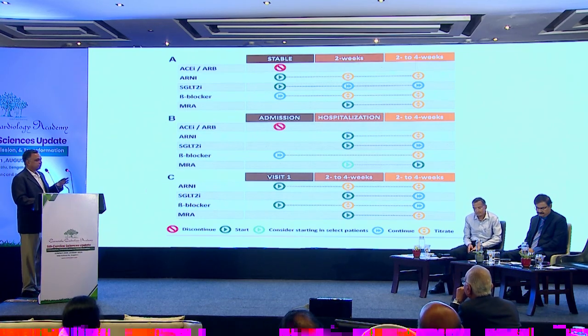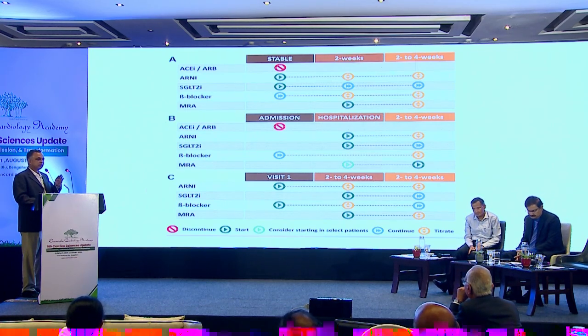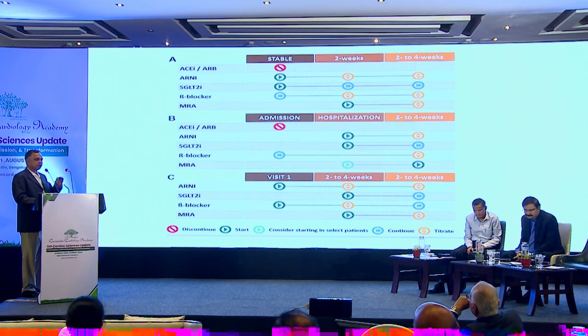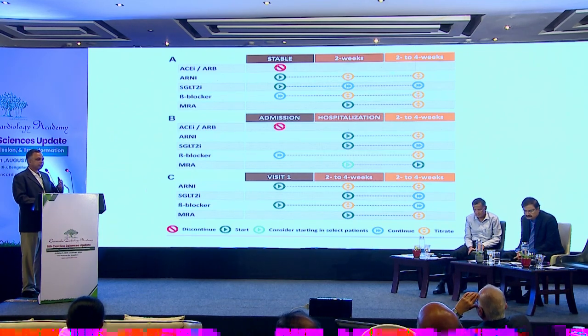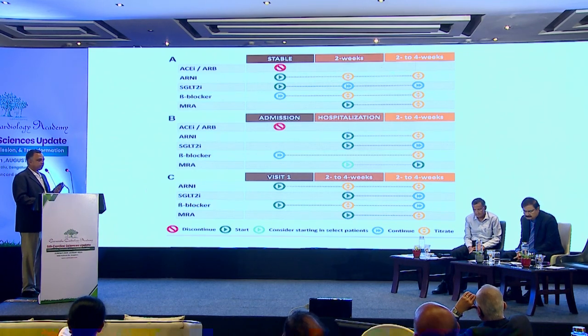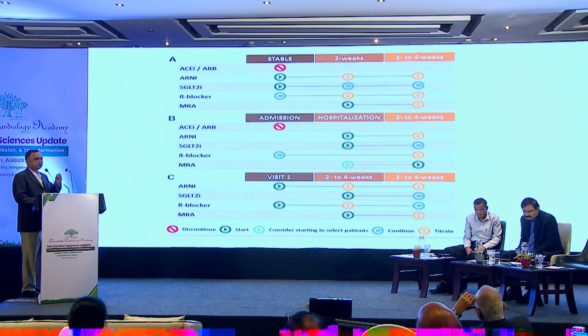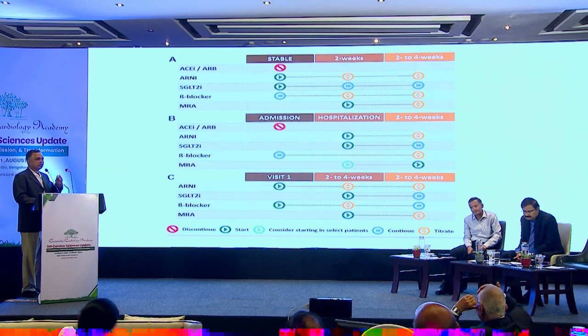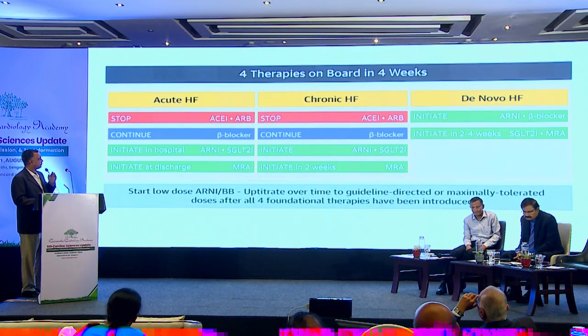The most important thing is never withdraw the beta blocker. Beta blockers are the only drugs which have proven to be at higher doses helpful in bigger mortality relief. Try and stay put with beta blocker. Try to add ARNI at appropriate times and also substantiate it with mineralocorticoid receptor antagonist and SGLT2, and try and start escalating the doses to the maximum tolerated doses by around 4 to 6 weeks.